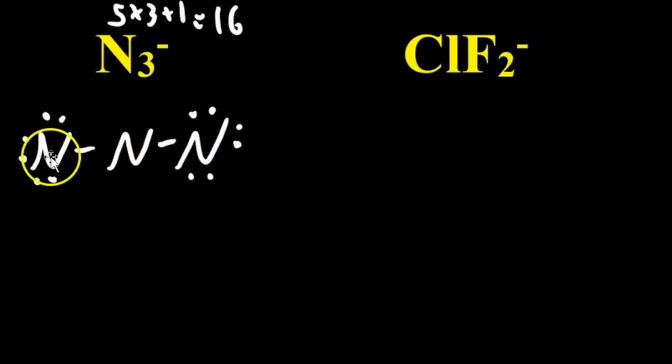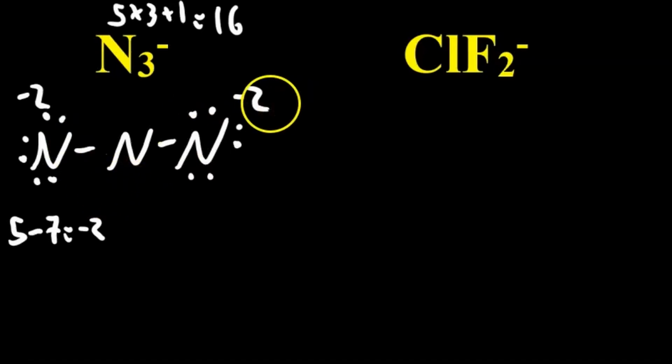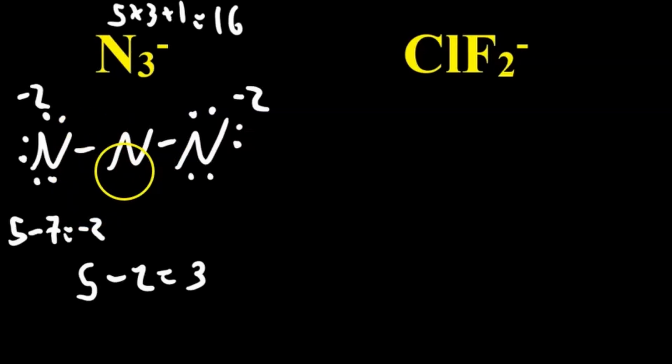And then we'll do the charge. Charge equals the expected minus the owned. We expect this nitrogen to have 5 electrons. It owns 6 non-bonding plus 1 bonding, so 7. So that's -2. So this has a charge of -2. Similarly, this would have a charge of -2. And this one's going to have a charge of plus. So I'll write it out. We expect it to be 5. It has 2, so 5 minus 2 is 3. So this nitrogen has a charge of +3.